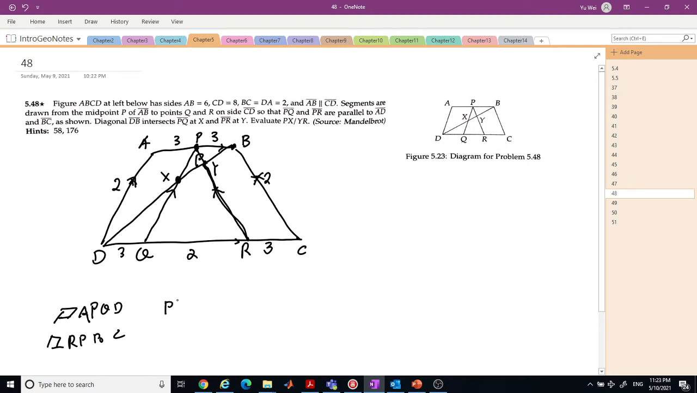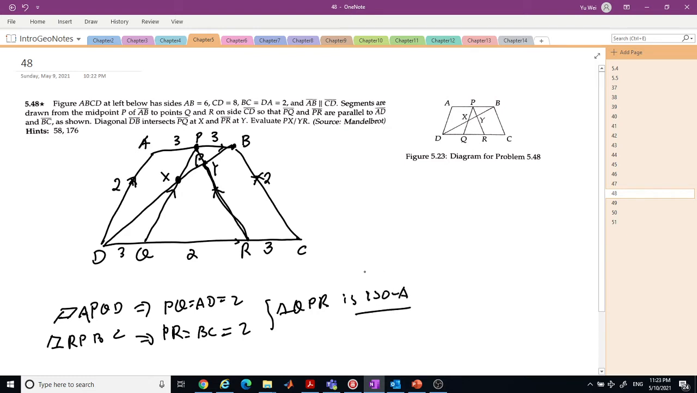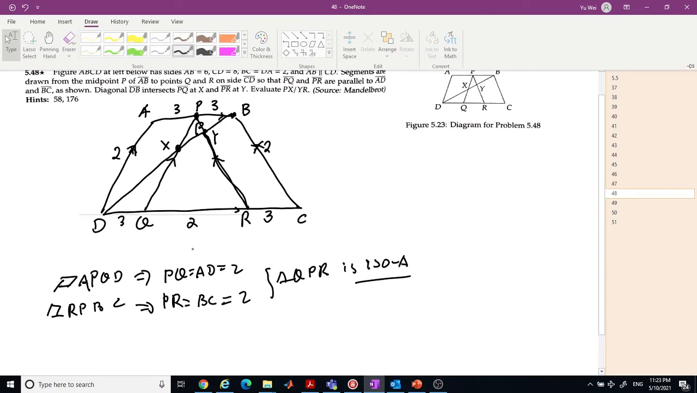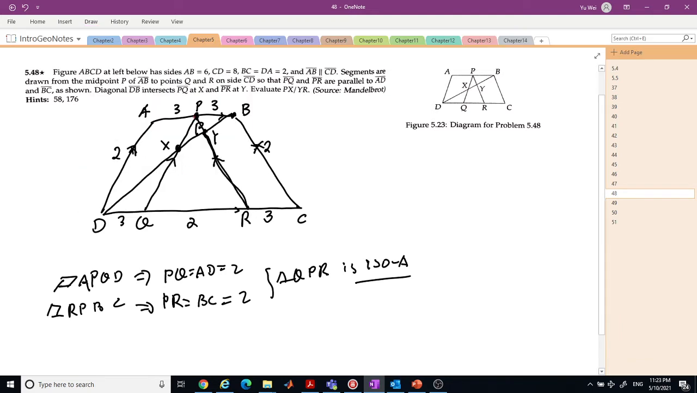PX and YR. Okay. So first, we have PQ equals AD equals 2. We have PR equals BC equals 2. So we know QPR is an isosceles triangle, right? Okay, so let me color it. These two sides are equal.